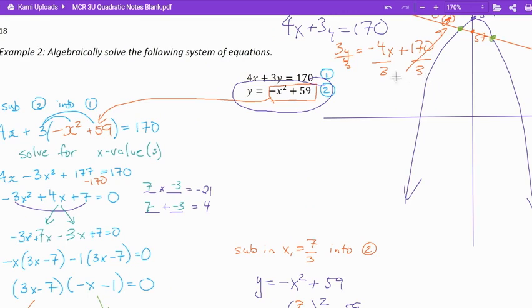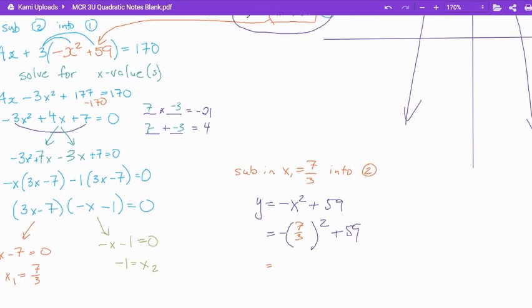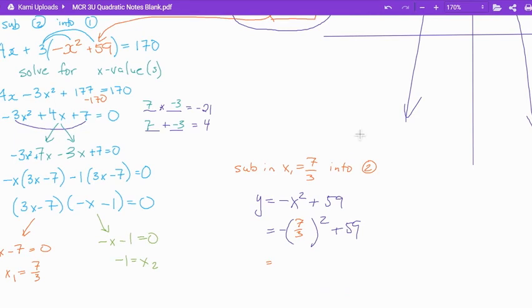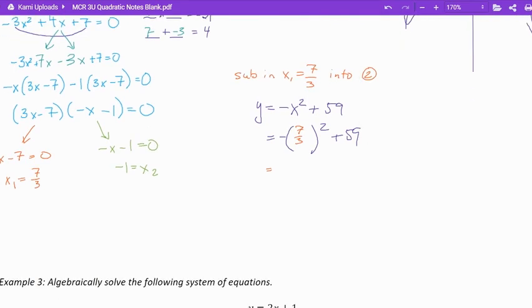This one? Yeah. Why wouldn't I? No, what did you say? Yes. Into the second equation. Yes. So I get negative 49/9 plus, oh man, this is ugly. 59.